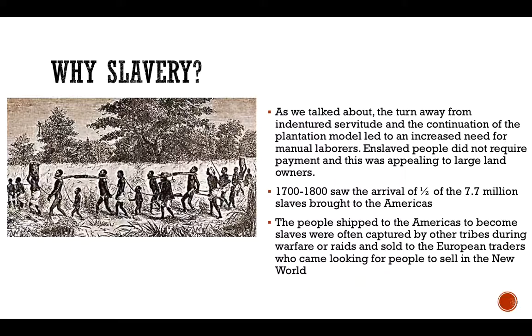So it's this complicated web of how they got to the port to be sold into slavery, and then how they made it over to what is now the United States and the rest of the Americas.